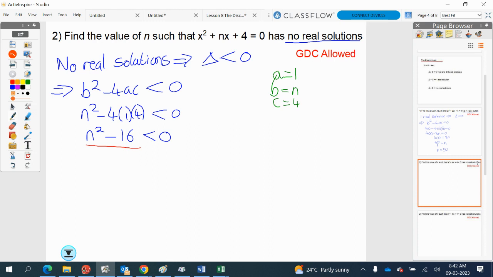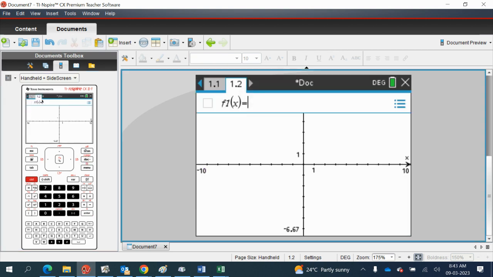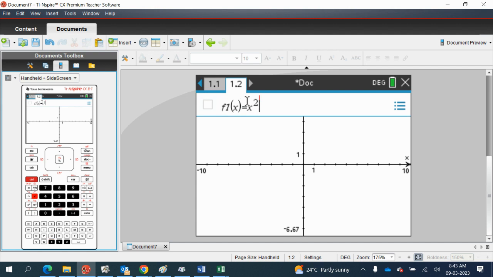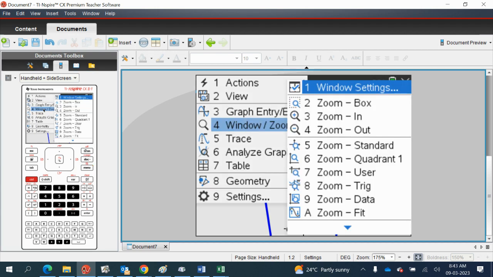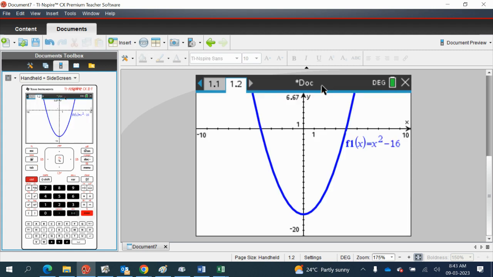So we want this expression to be negative. We want this expression to be negative. So we're going to graph y is equal to x squared minus 16, and then we will look at the graph and see what values will make the expression negative. So pull up the graphing calculator. Let's add a graphing page. We want x squared minus 16 and see how the values vary. I'll just change my window settings a little. I'll go down to minus 20.